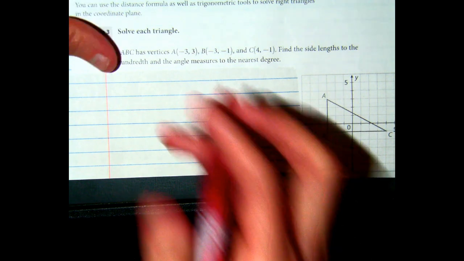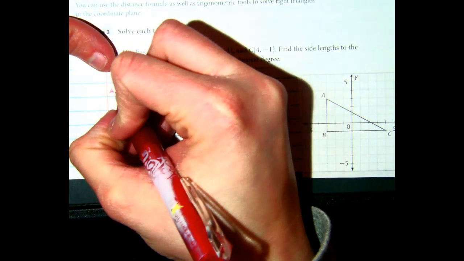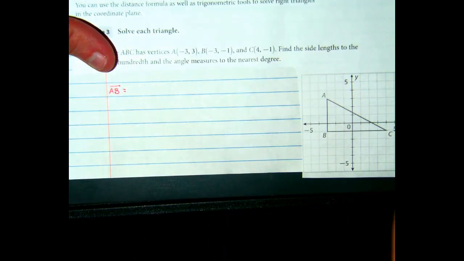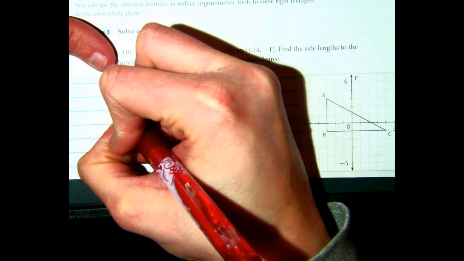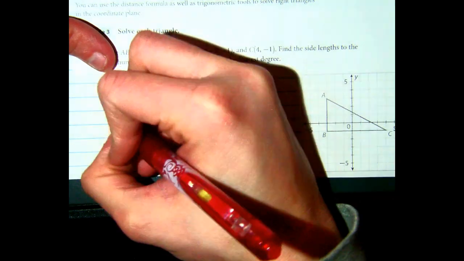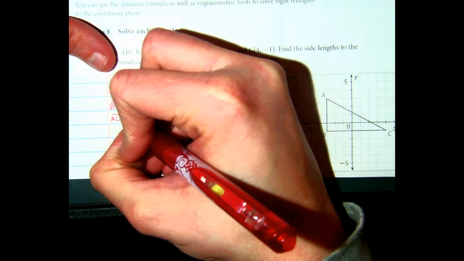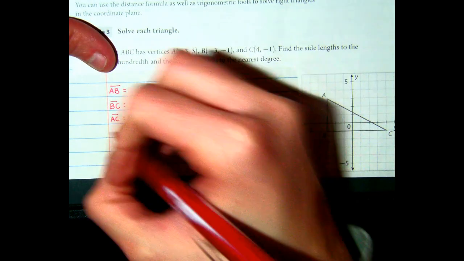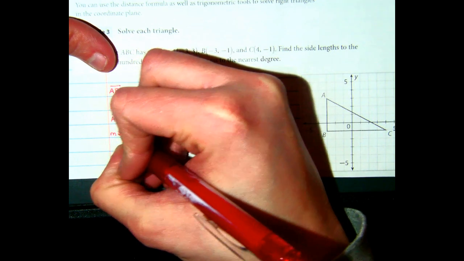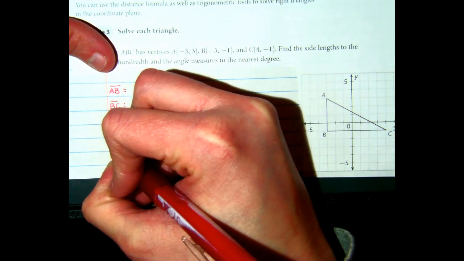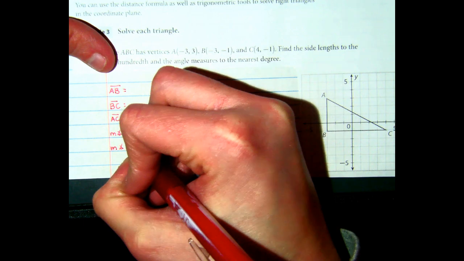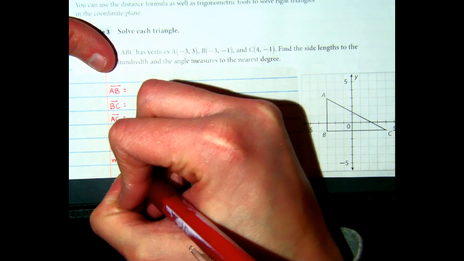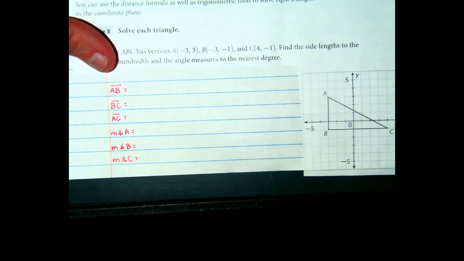However, and I'm going to zoom in just on the picture in a minute, we have to find all three side lengths. So we're going to have to find AB, and BC, and AC. And we're going to have to find the measure of angle A, angle B, and angle C. Seems like a lot. There are a couple of these that will take us no time at all.